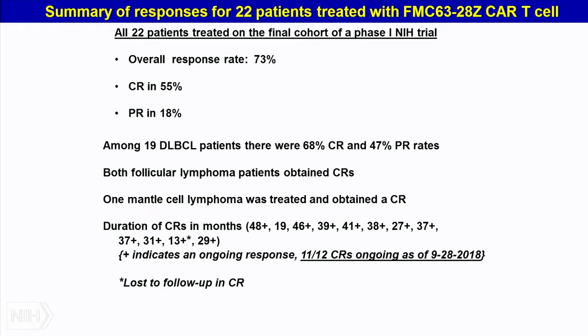We had 2 patients with follicular lymphoma, and they both obtained complete remissions, and 1 patient with mantle cell lymphoma who also obtained a complete remission. So the most interesting thing about this cohort of patients was the durability of response. When you talk to patients and physicians, the most important thing is they don't want to just have a response that lasts 3 months. They want to have a response where the lymphoma goes away, they're cured, and they can just forget about lymphoma and go on with their life.